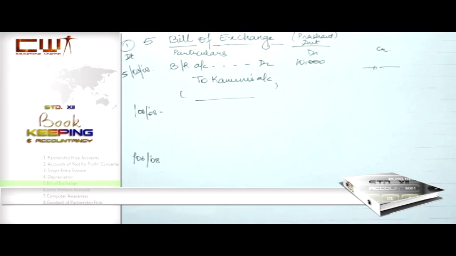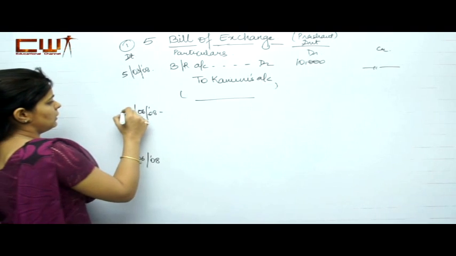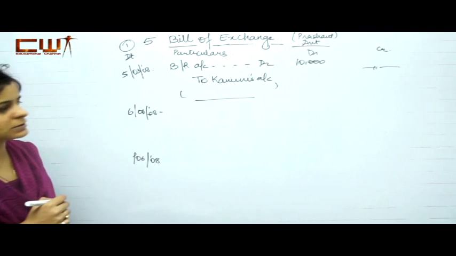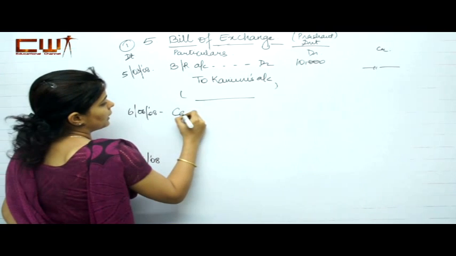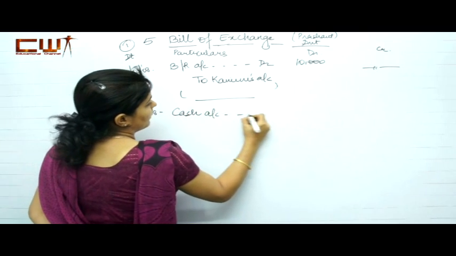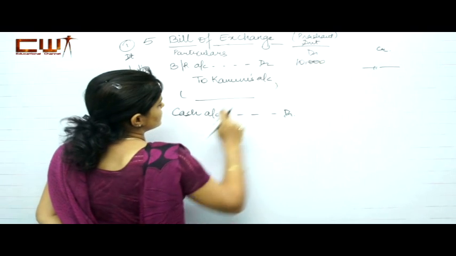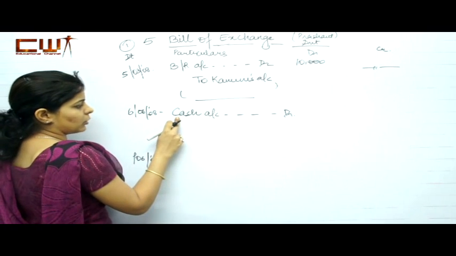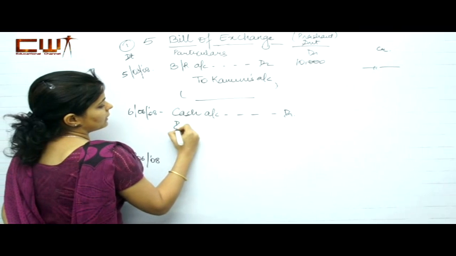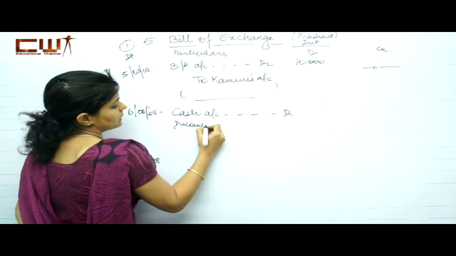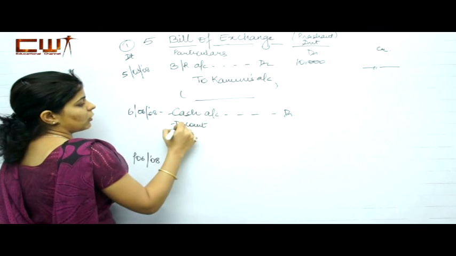Right? Next, Prashant then discounts the bill at 10%. On the due date the bill is dishonored and noting charge 100. Give journal entries. Now what happens? He will go to the bank and get the bill discounted. Now he will go on the next day. He has gone and got the bill discounted. So what entry will come? Cash account debit. Why? Because Prashant is receiving cash. So cash account will be debited. And another thing, what is he getting? Discount. Whenever cash is there, discount will always come with that.